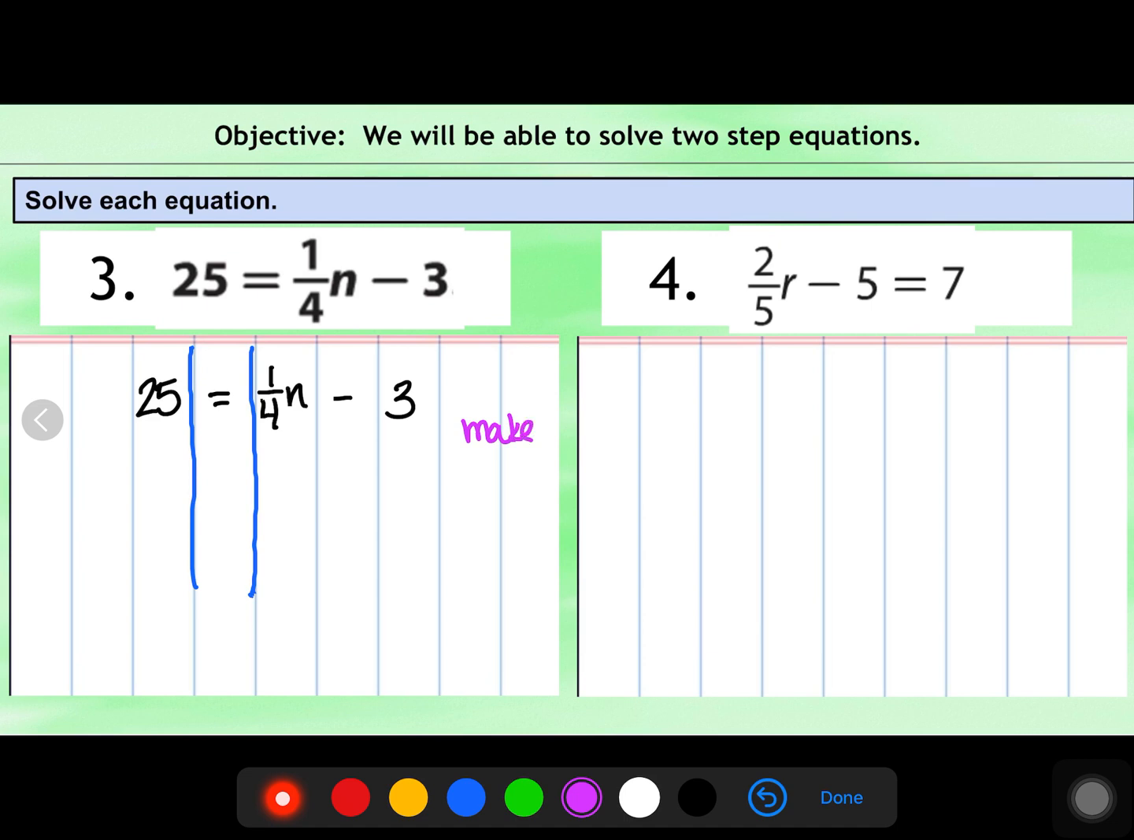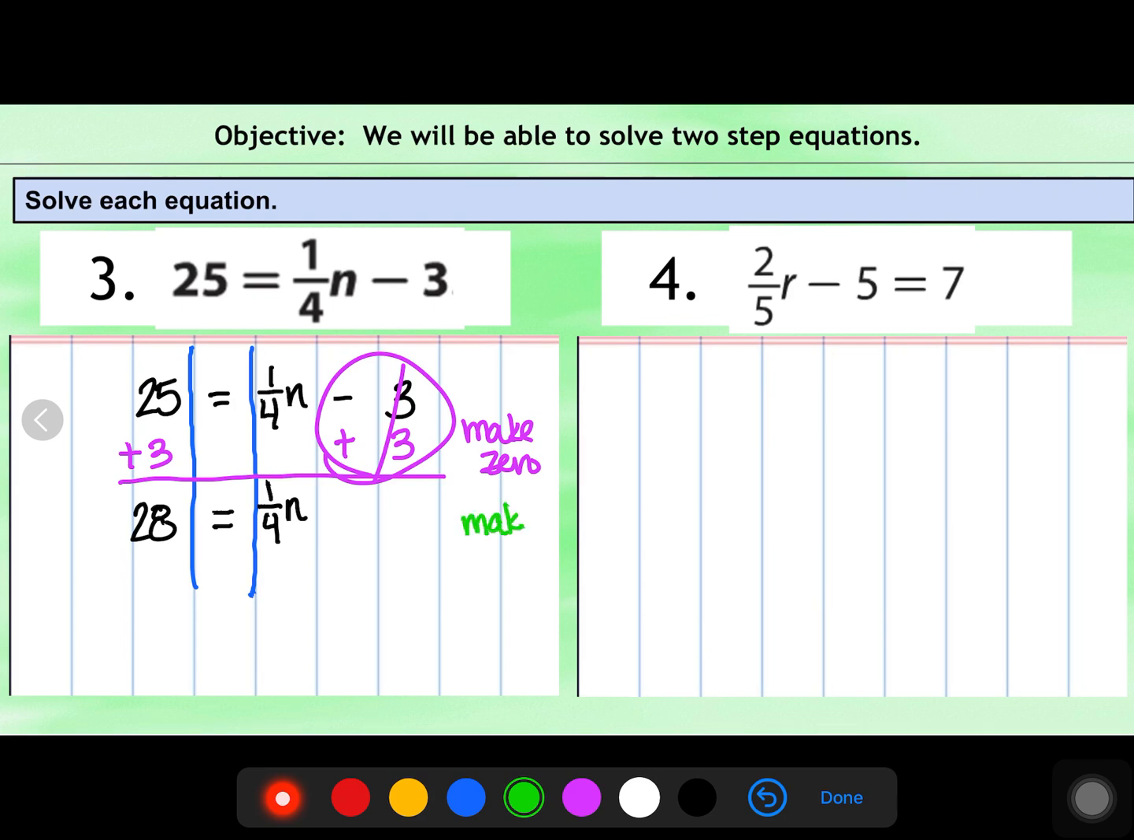And the first thing we want to do is we want to make 0, right? So that's either with the 1/4 n or with this -3. I'm going to say this -3, we can make 0 by adding 3 to both sides. Because -3 and +3 make 0. And we're left with 1/4 n on, it looks like it's on the wrong side, but that's okay, equals, and then we do 25 plus 3, that's 28.